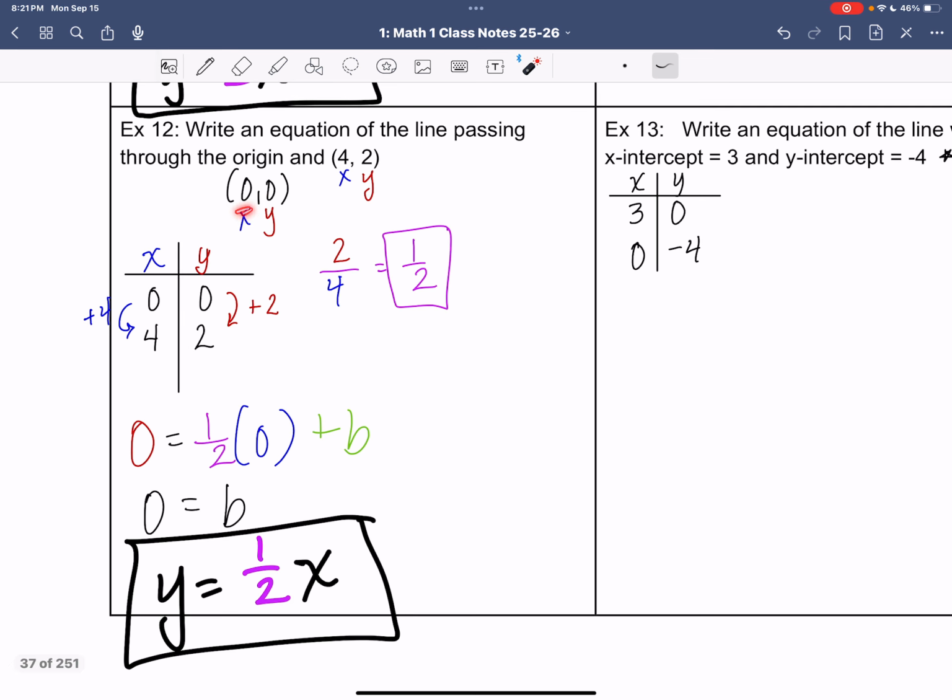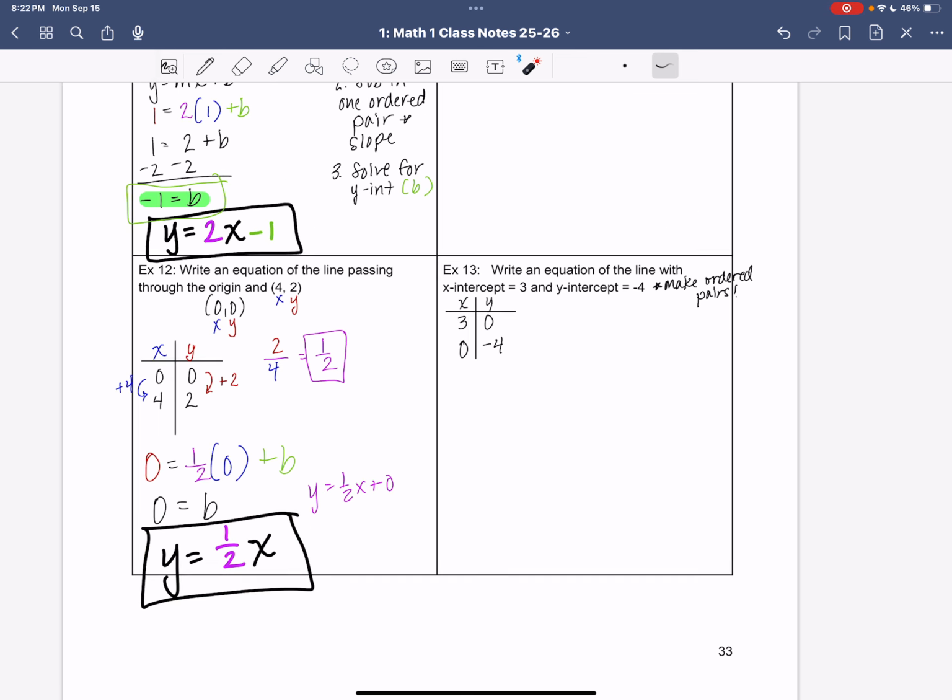So x goes here, y goes here, slope goes there. Put it all together to solve for b. Well, b is going to equal 0. So now we have our slope, we have our b. You can write it as this, but we usually don't write it like that. We usually write it like this, but this means the same thing.